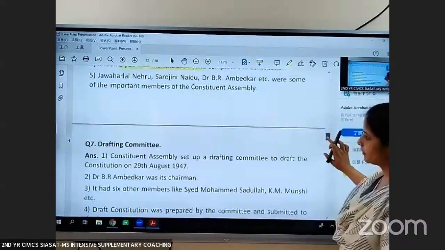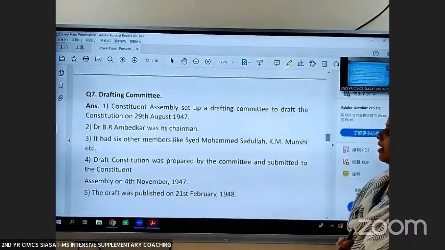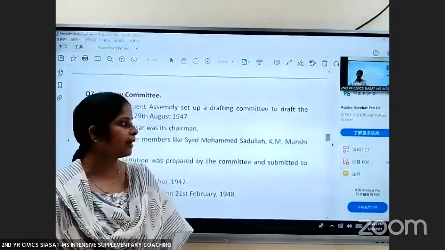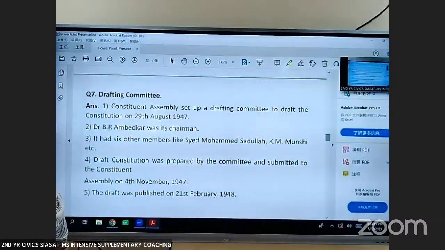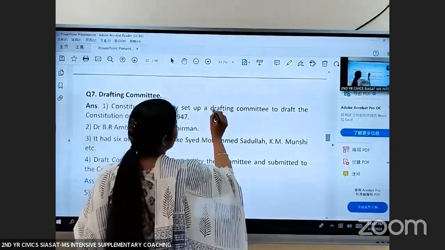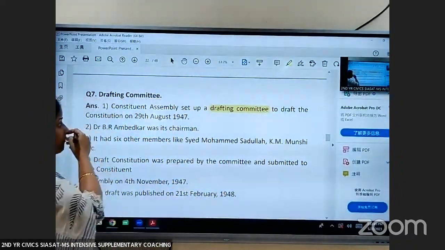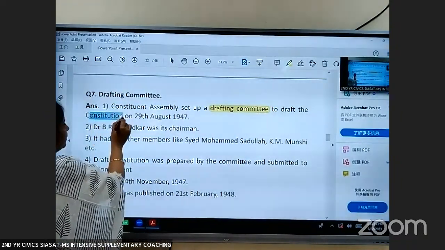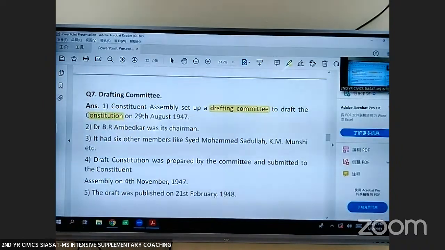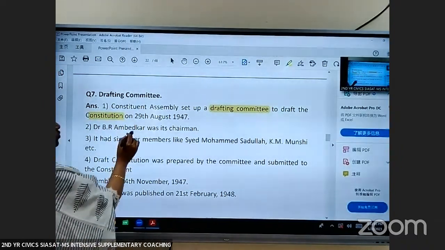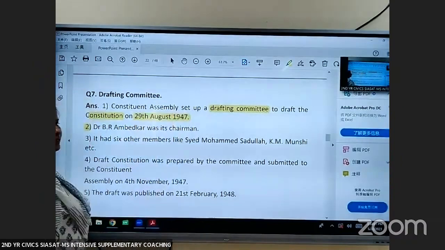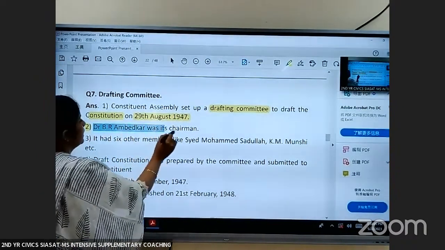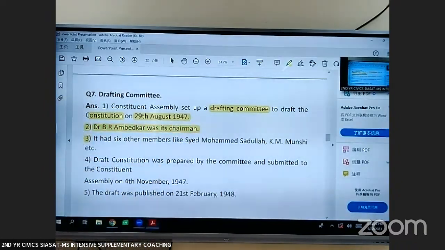Next is Drafting Committee. Now, this Constituent Assembly was divided into 6 different committees. One of the important committees was the Drafting Committee. This Drafting Committee was set up to draft the Constitution of India on 29th August 1947. And Dr. B.R. Ambedkar was the chairman of the Drafting Committee.